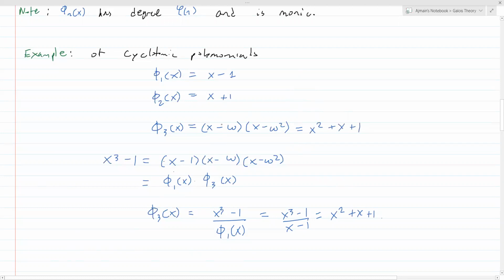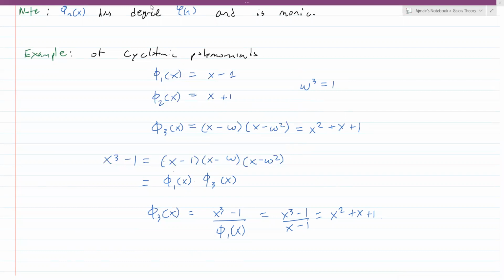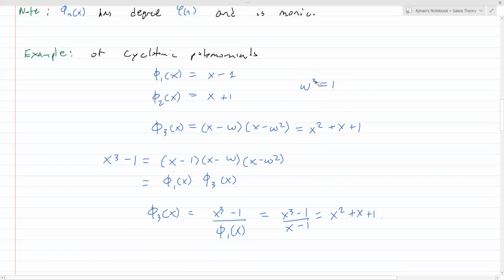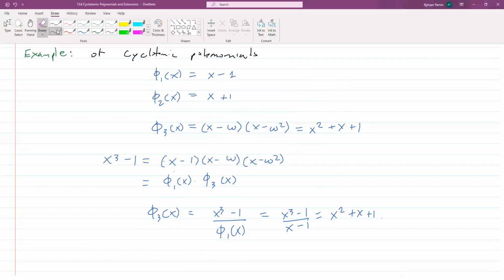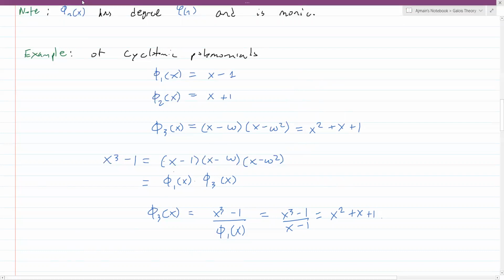Also, if you carry out this product like you do FOIL, you get x squared plus x plus 1. You need to know something about the relations, so omega cubed equals 1 or something like that. So what I'm trying to say is that phi 3 of x is also a monic polynomial with integer coefficients.